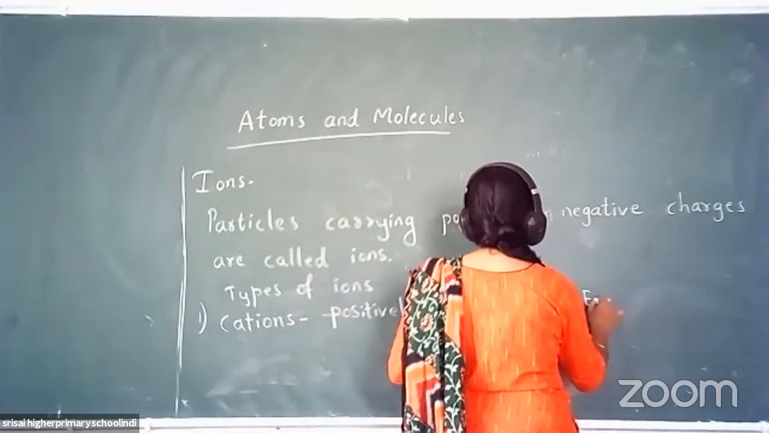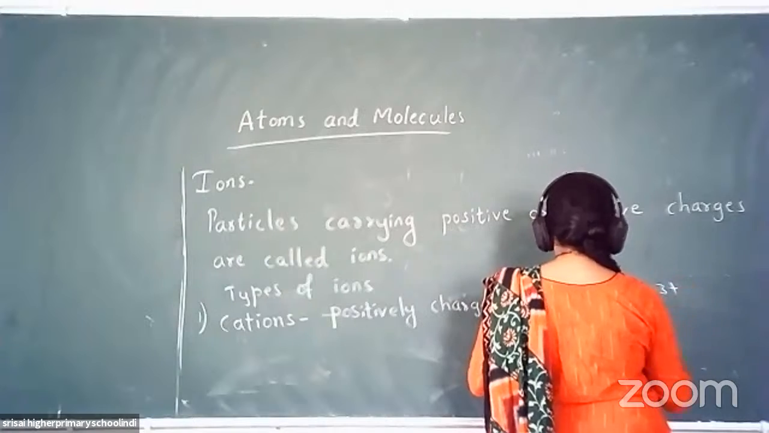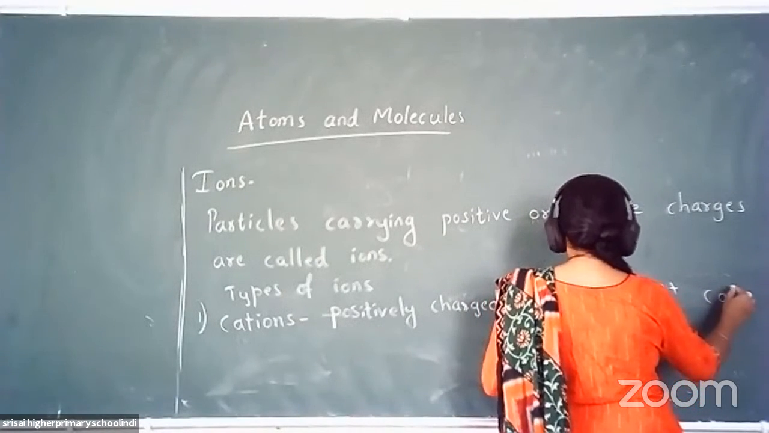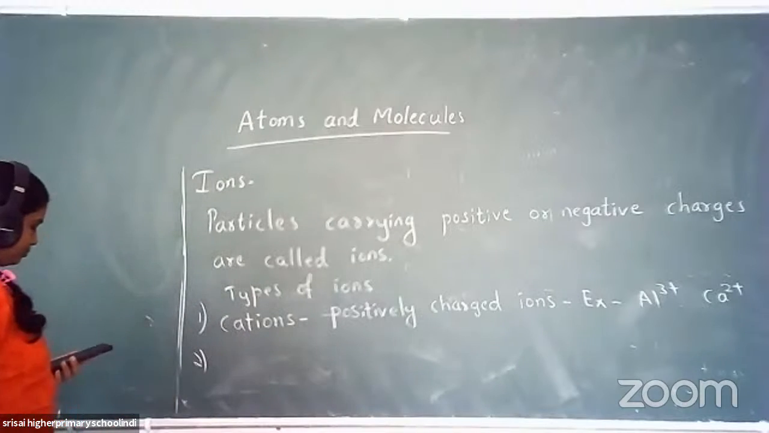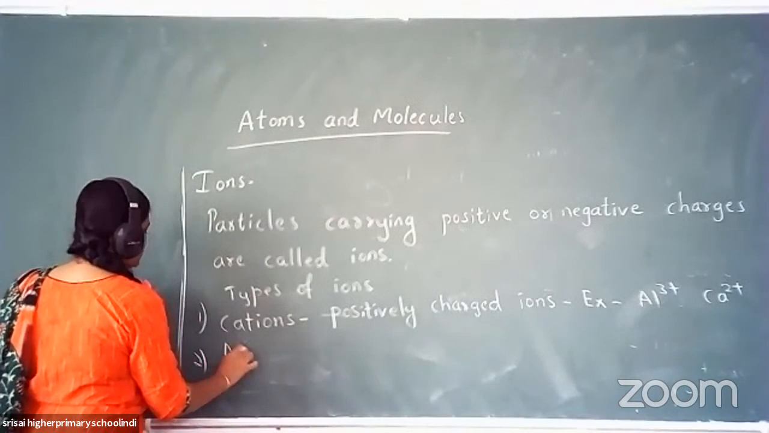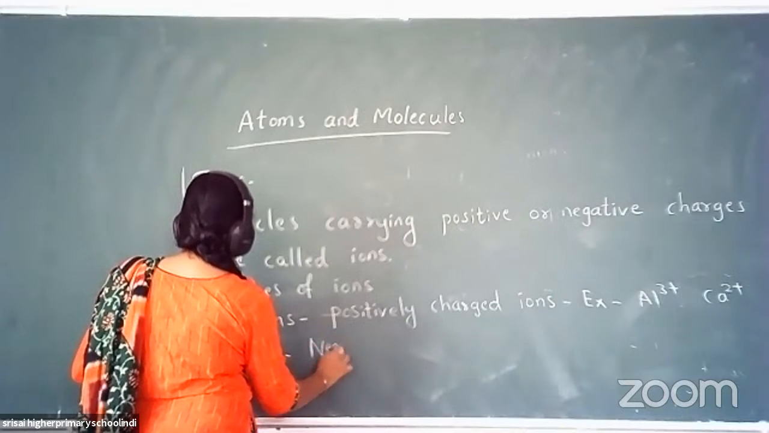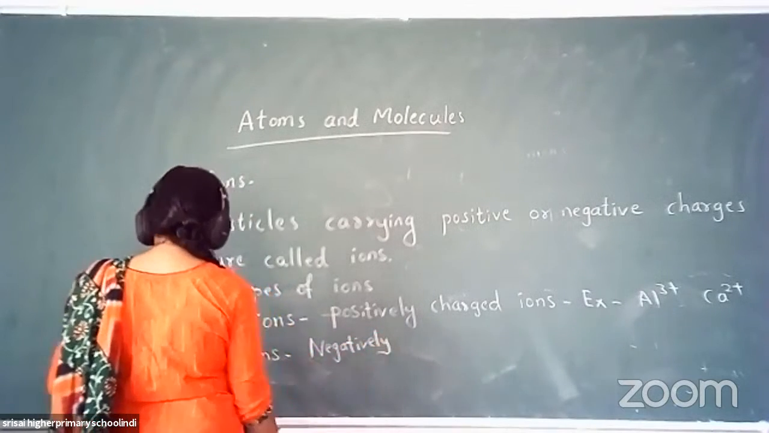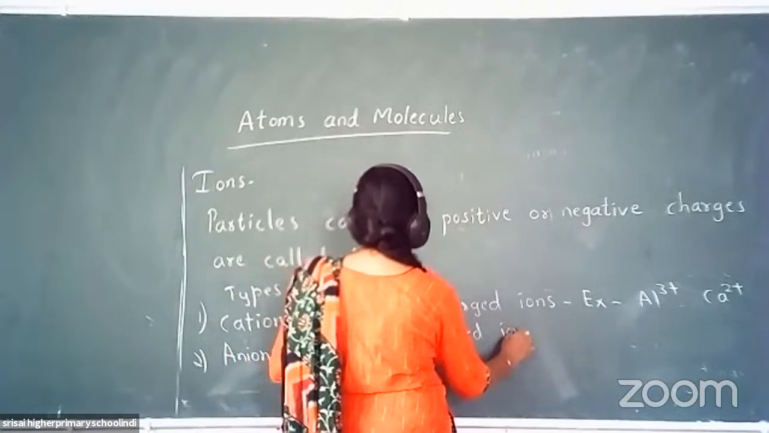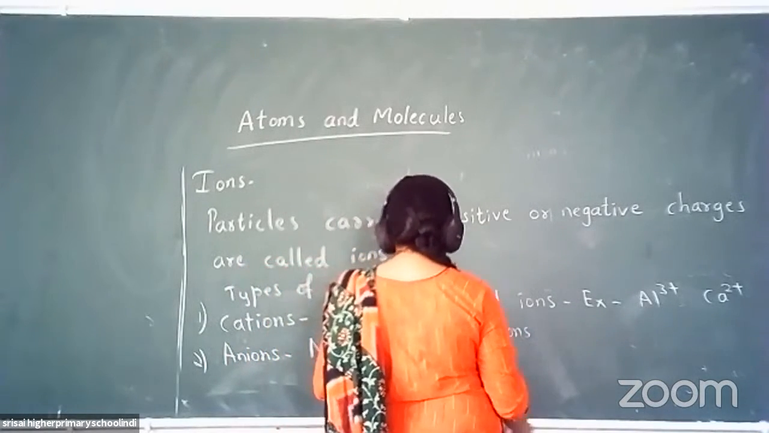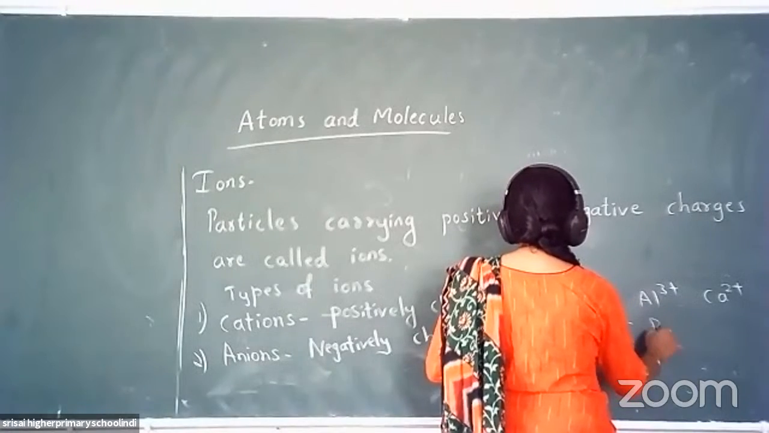Example: Al 3 plus and Ca 2 plus. Next, anions: negatively charged ions. Example: chlorine, bromine.